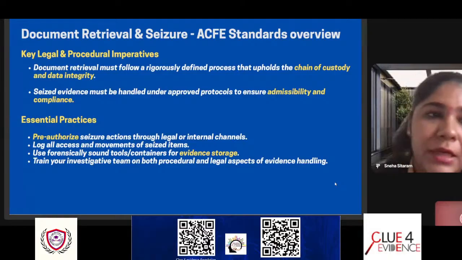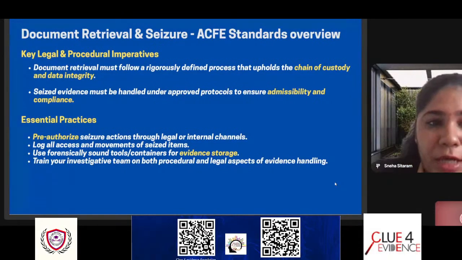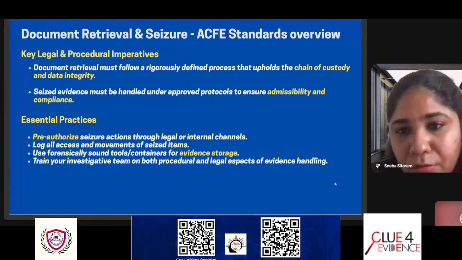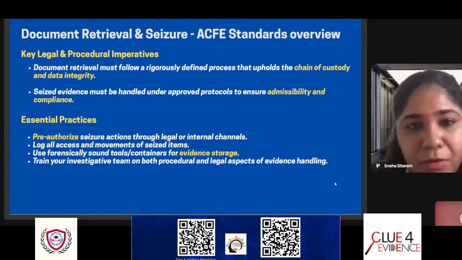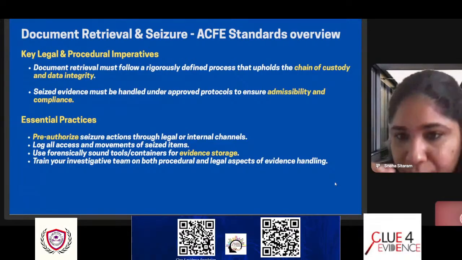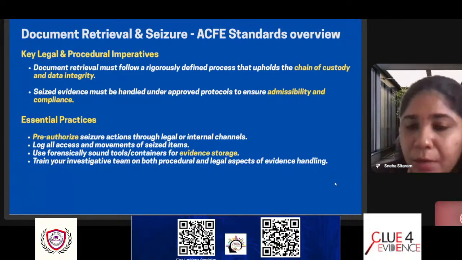Like for example, what the document retrieval means, what kind of regulation we follow, and what we have already discussed about the chain of custody or the data integrity for that matter. And for the evidence we have got, whether we have got it from that person and whether we have got that person's approval also. Even though he is giving it to us, he should be willingly giving it to us.